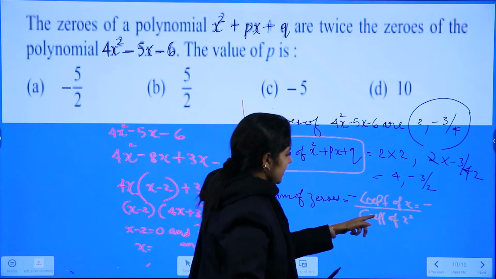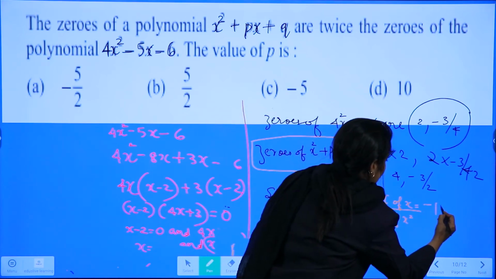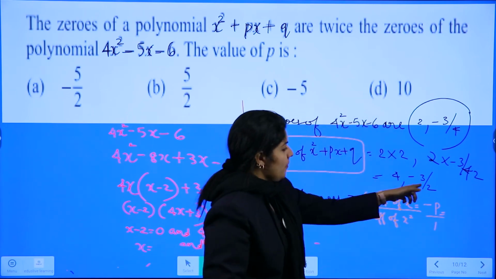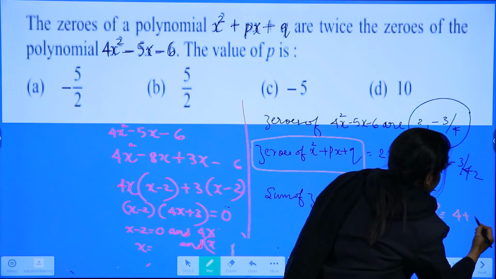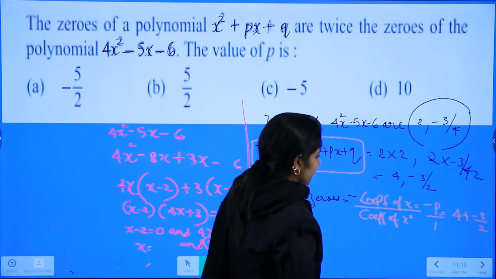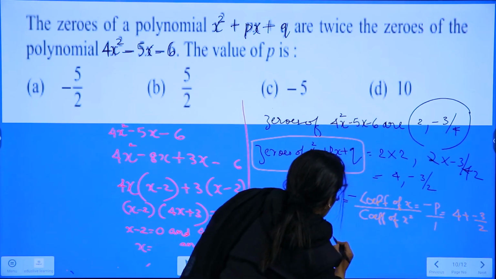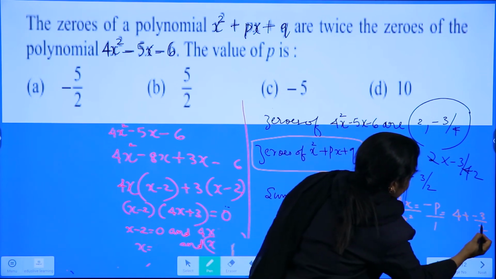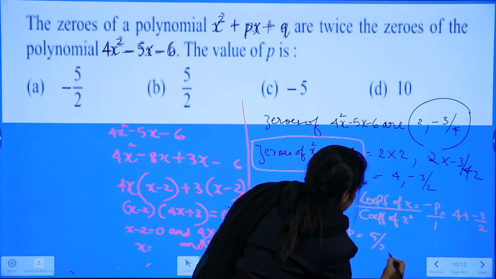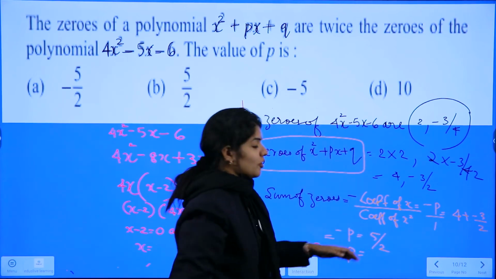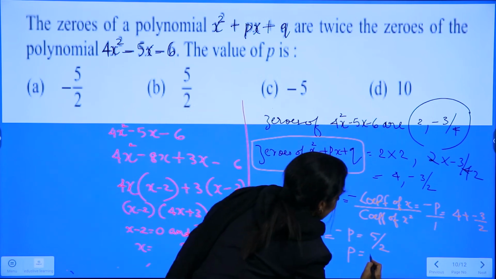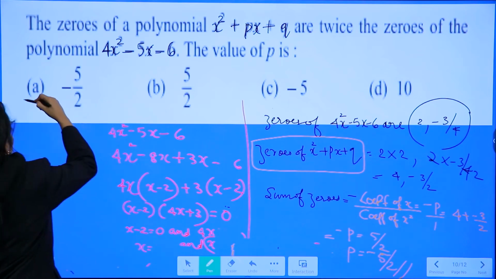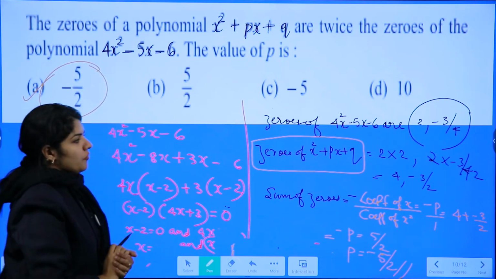So minus coefficient of x, which is p, by coefficient of x squared, which is 1, is equal to the sum of zeros. So 4 plus negative 3 by 2, which is minus p is equal to 8 minus 3 by 2, which is 5 by 2. So minus p is equal to 5 by 2 means p value will be negative 5 by 2. And the correct option is option A, negative 5 by 2.